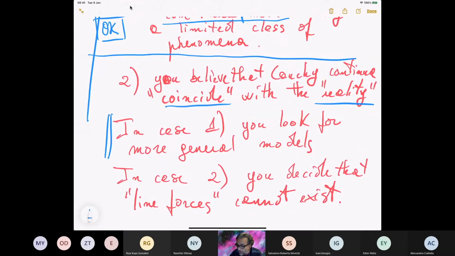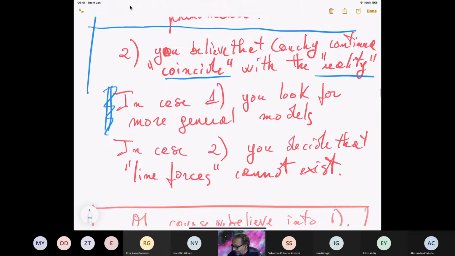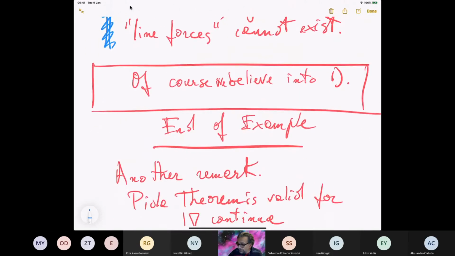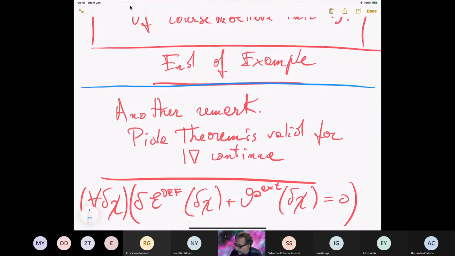In case one, you look for more general models. In case two, you decide that line forces cannot exist, which is like the Jesuits denying the existence of solar spots. Okay. So this is the end of the first example which I wanted to give you, with which we interrupted our flow of reasoning.